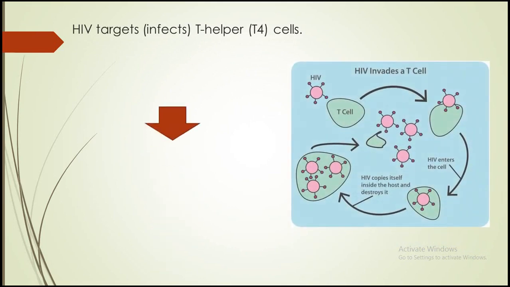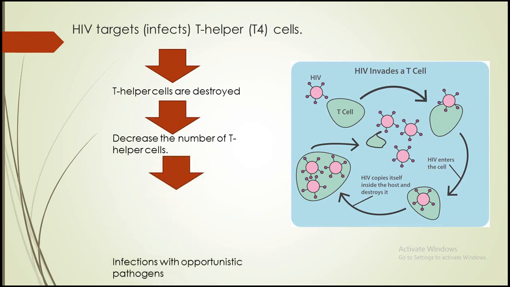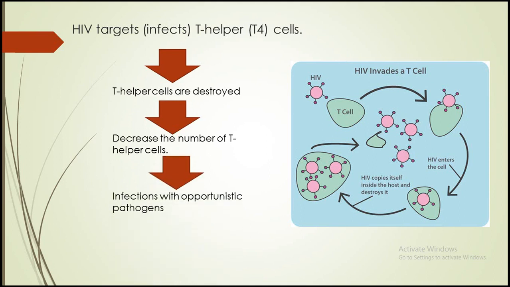After watching the video, we figure out HIV targets or infects T4 cells, which are also called T helper cells. The infection of T helper cells with the virus leads to their destruction, and as a result, the number of T helper cells in the blood will decrease. The decrease in the number of T helper cells leads to less efficient immune response, resulting in infections with opportunistic pathogens. Finally, it ends with AIDS, or acquired immunodeficiency syndrome.